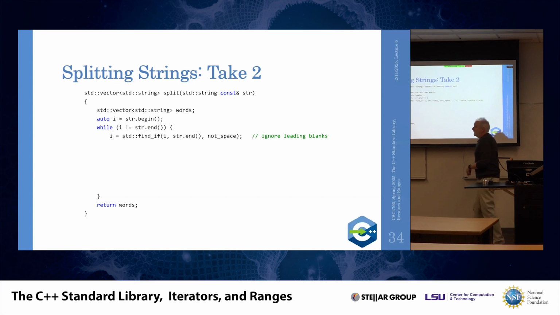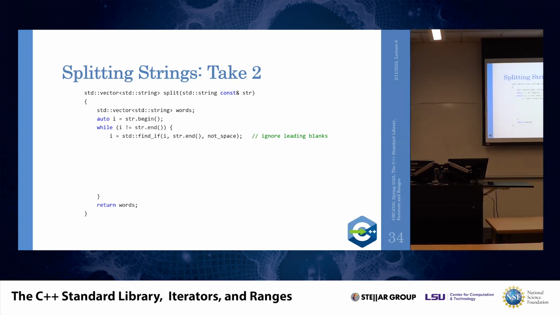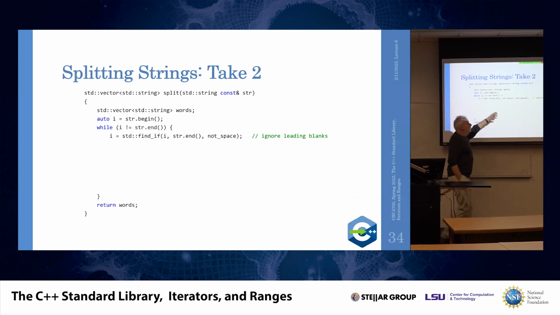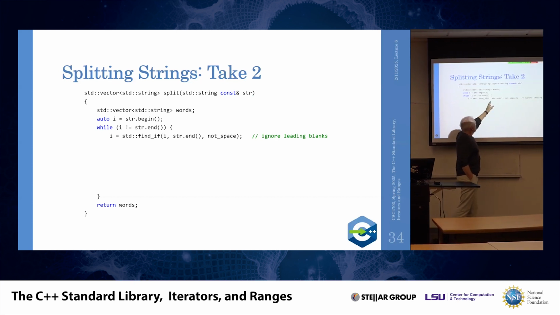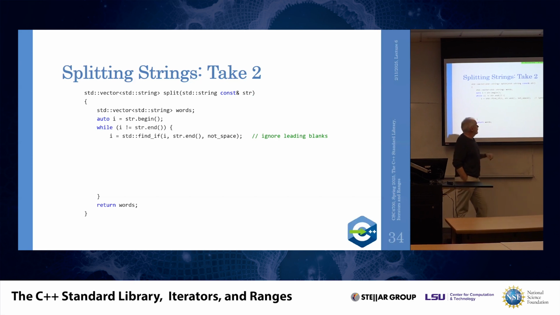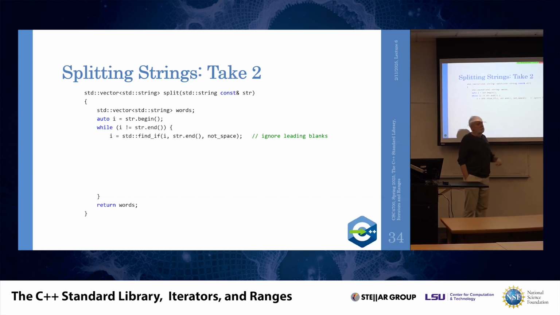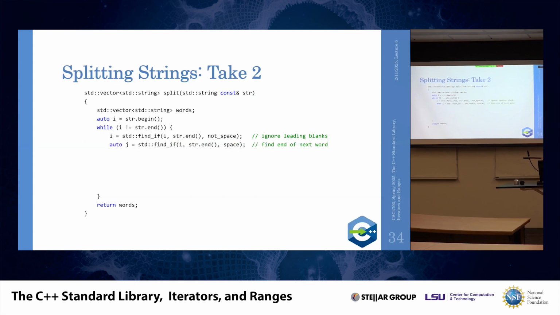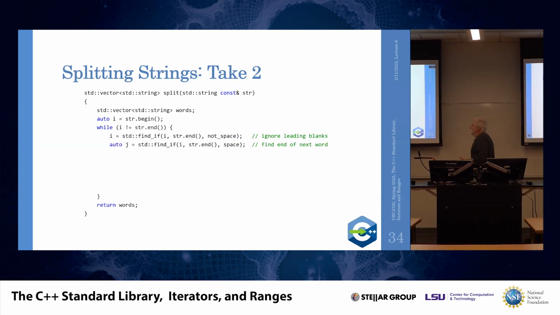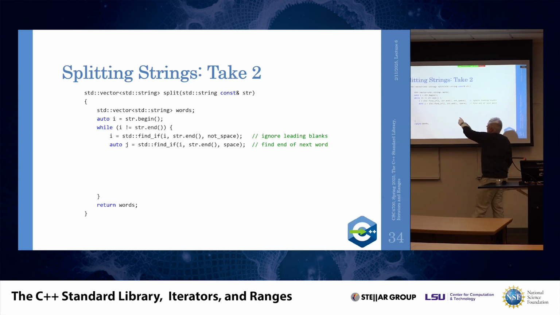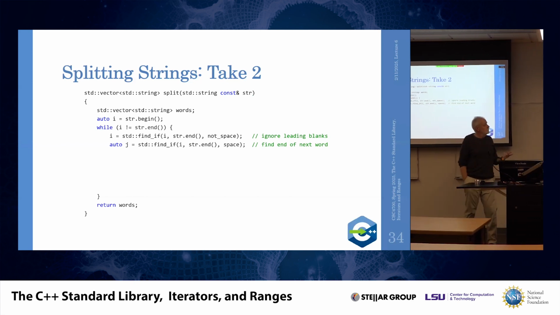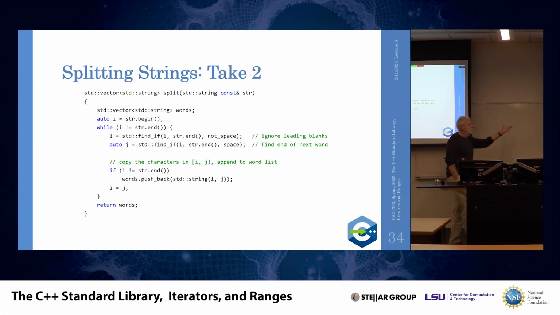So how do we find the first character that is not a space? Well, we use a standard algorithm. Start looking at the current position, go to the end of the thing, and stop at the first character that is not a space. We found that. Now, do the same, start at I until the end, find the next thing that is actually a space, right? Once we have that, we found our word.